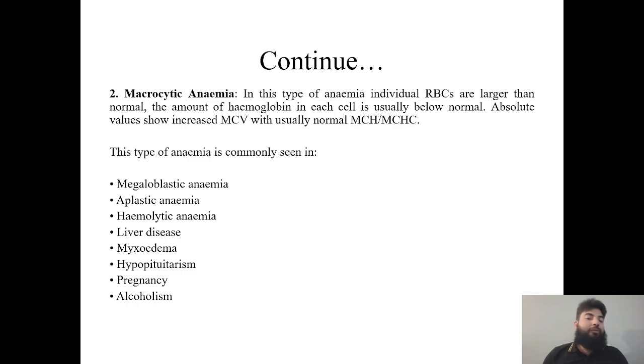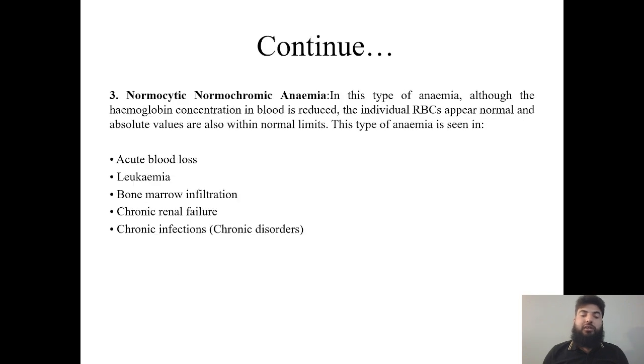So this kind of anemia can be seen in aplastic situations, as well as hemolytic anemia, liver disease, myxedema. If there is hypothyroidism, it leads to a condition called myxedema, and then hypopituitarism, pregnancy, and alcoholism. So these are the main causes of macrocytic anemia.